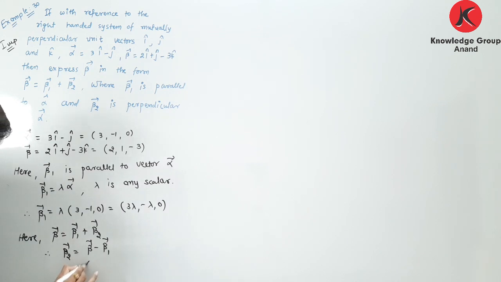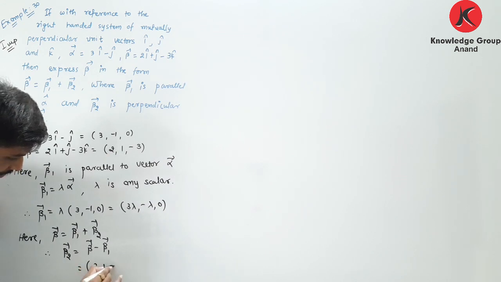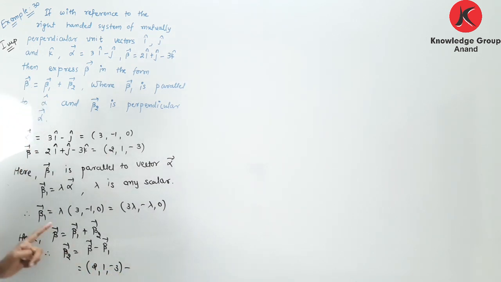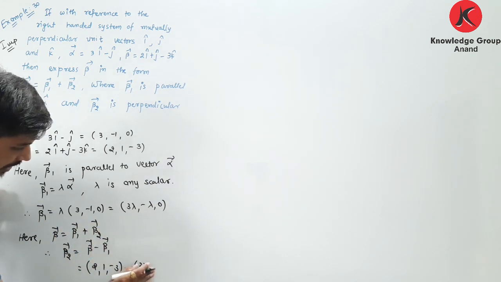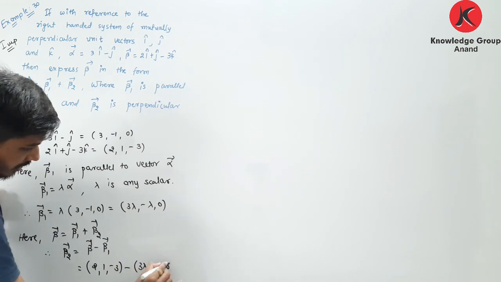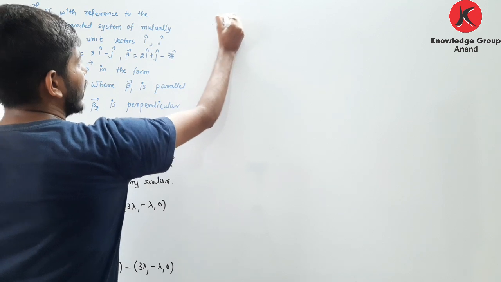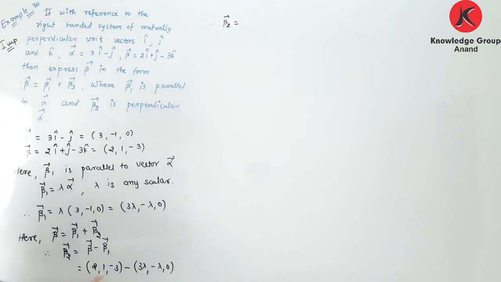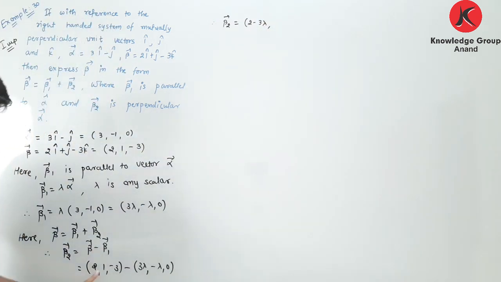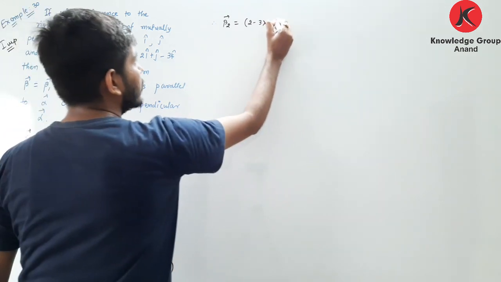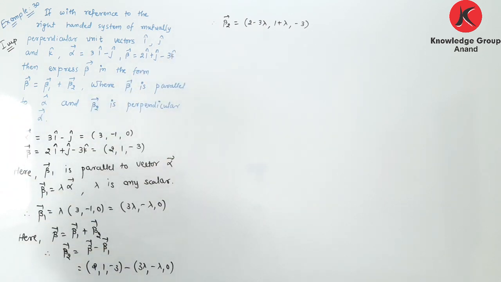Beta vector is given here. Beta is 2, 1, minus 3, and beta 1 is also here. Beta 1 is 3 lambda, minus lambda, and 0. Therefore, we can conclude that the beta 2 vector equals 2 minus 3 lambda, 1 plus lambda, and minus 3. This is your beta 2 vector.